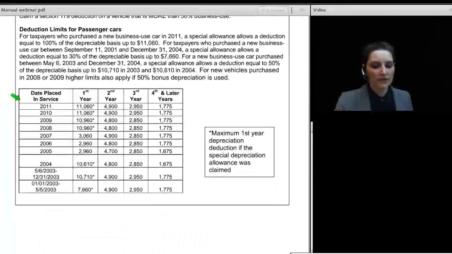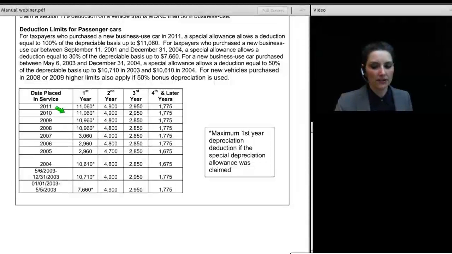We have the table, and the table affects how much your limit on the passenger automobile will be. It is affected by whether you take bonus or not, and in years where you elect out of bonus, your deduction is less.